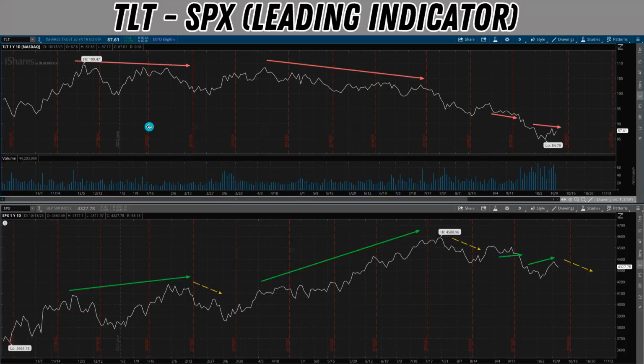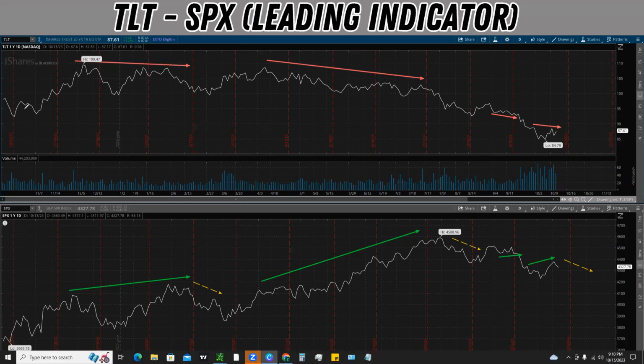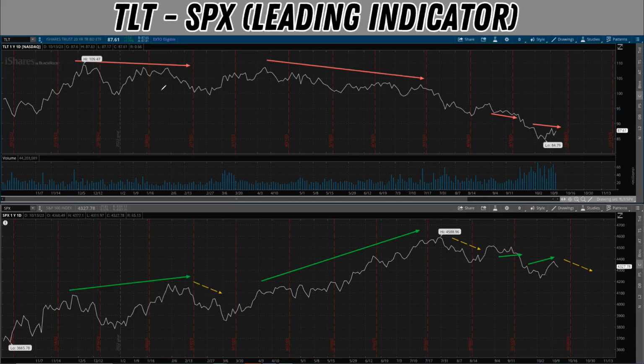Now, you can use things like TLT as a leading indicator for the S&P 500. And how do you do so, right? Well, what you do is you want to be able to spot the divergences, okay? So I'm going to highlight these divergences for you guys. They're already highlighted on the chart, but I'll explain them. So here we have a series of lower highs, all right? And here we have a series of higher highs. We have the TLT on top. We have the S&P 500 here on the bottom. And so there's a divergence, okay?